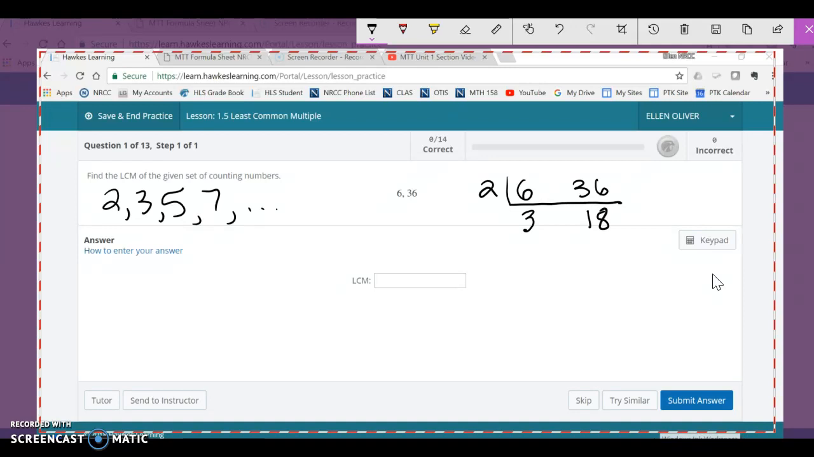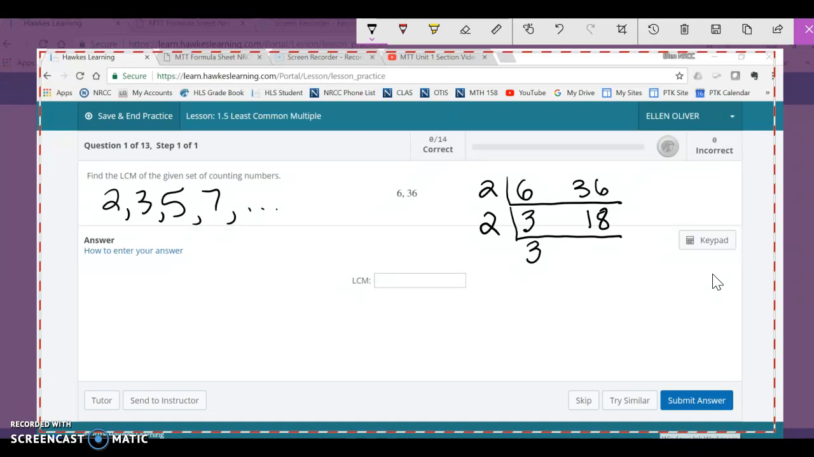And I'm going to keep doing this same process until I get all ones down at the bottom. And then the product of all these prime numbers, it's going to be the LCM of those two numbers, the least common multiple. So since 2 goes into 18, I'm going to stick with 2 until I can't use 2 anymore. And if 2 does not go into this number, then I just rewrite that number down below. So 2 doesn't go into 3, so I just drop my 3.